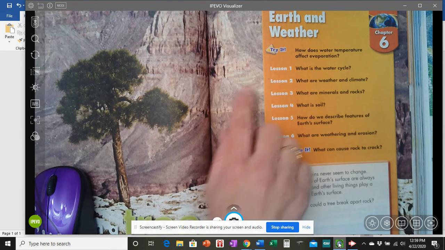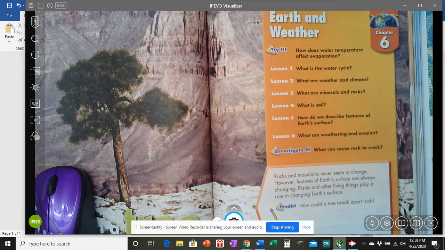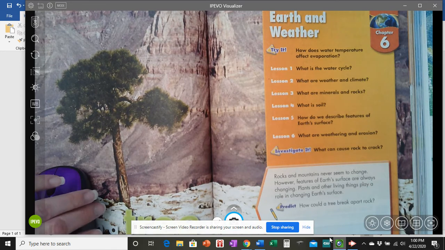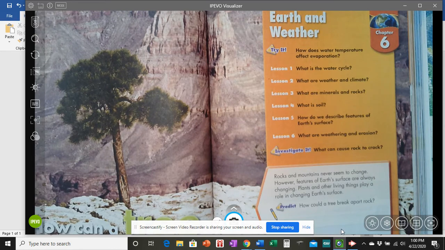So Chapter 6, Lesson 1, what is the water cycle? Lesson 2, what are weather and climate? Lesson 3, what are minerals and rocks? Lesson 4, what is soil? Lesson 5, how do we describe features of Earth's surface? And Lesson 6, what are weathering and erosion?